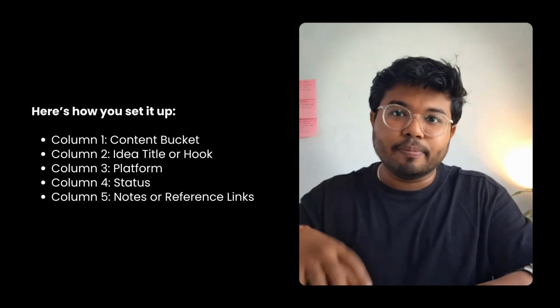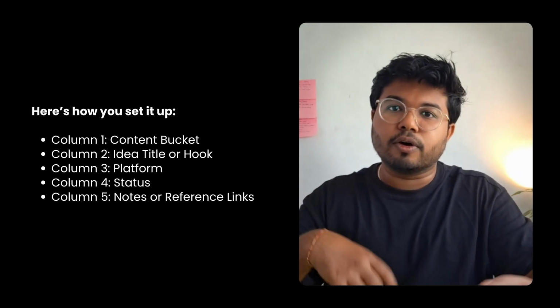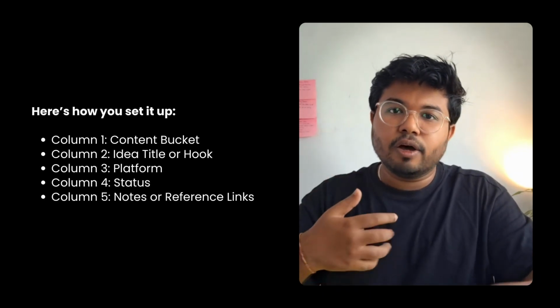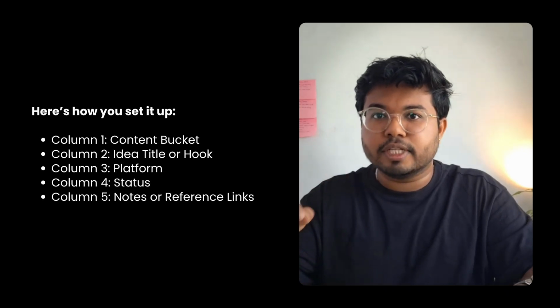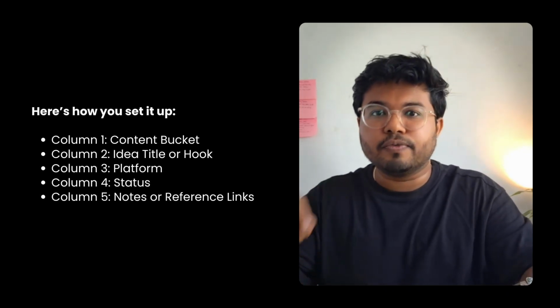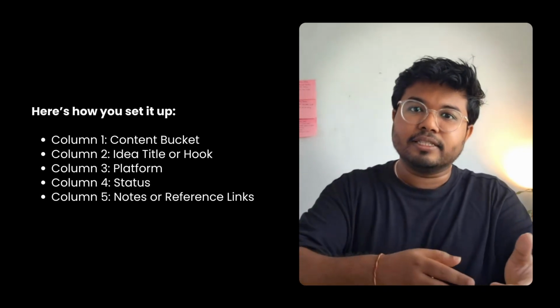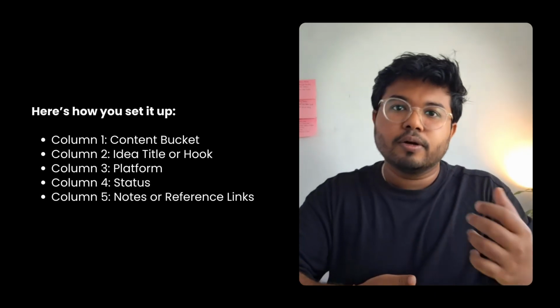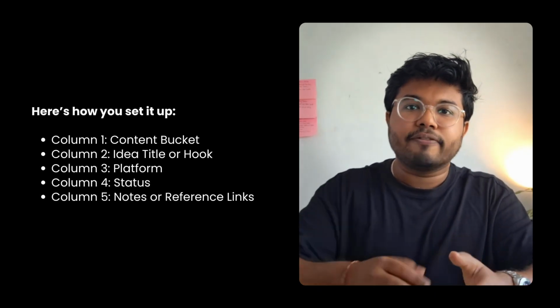Column 1 is your content bucket: story, expertise, or commentary. Column 2 is an idea title or a hook. Column 3 is platform, something like LinkedIn, YouTube, and Twitter. Column 4 will be a status: idea, draft, or posted. Column 5 will be your notes or the reference link.